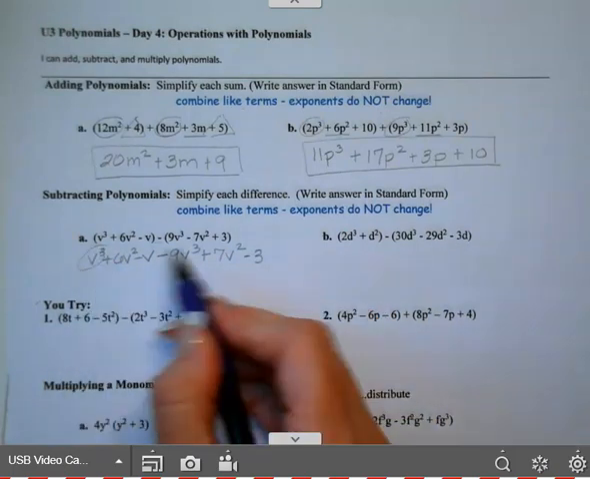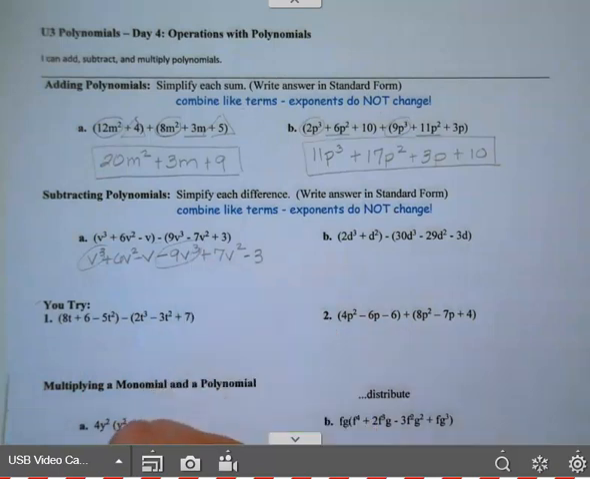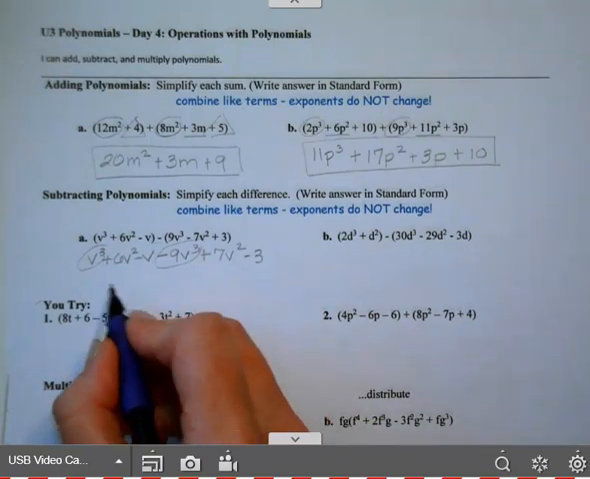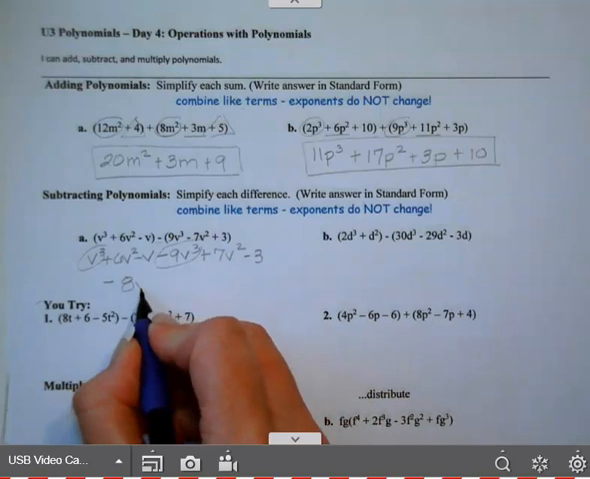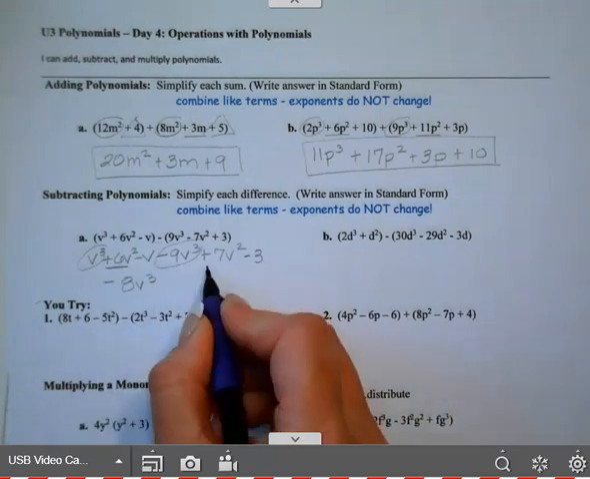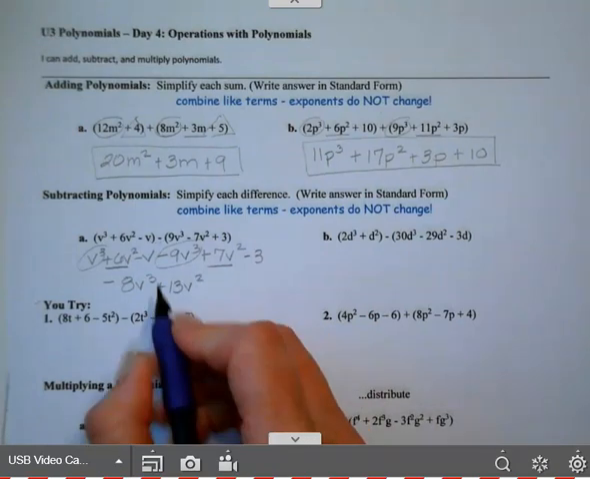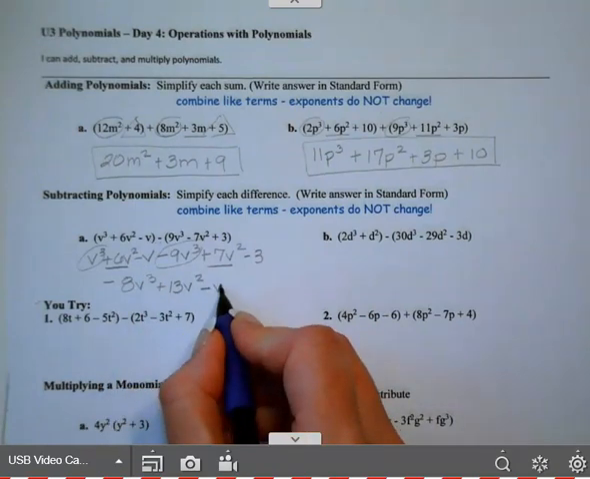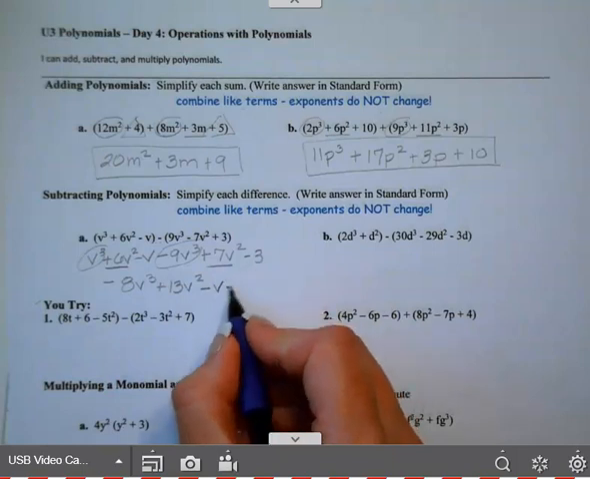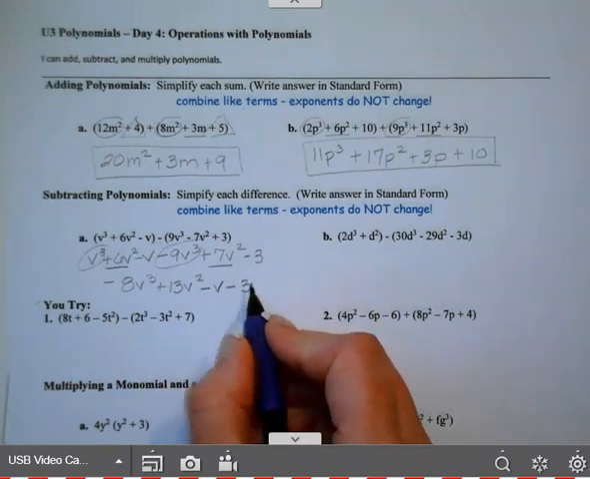Collect your like terms. There are two terms that have a v to the third. When I combine those, I get negative 8v to the third. Two terms with a v squared, so combine those and you get 13v squared. Then one linear term, so minus v, and one constant, minus 3.